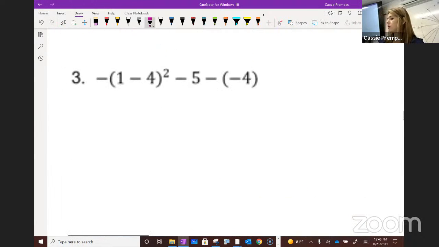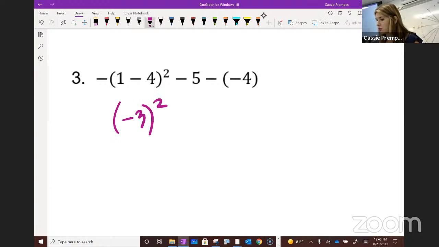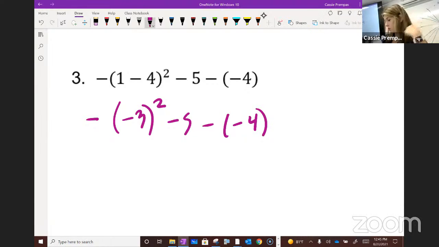All right, number 3. What is first in your order of operations? Parentheses. So what is 1 minus 4? -3, good. So I have -3 squared. I have the minus on the outside. And then I have the -5 minus -4. Go ahead, finish this one on your own. See if you can catch that minus on the outside. I'm going to do a quick walk around, see how you're doing with it, see if I can help you at all.